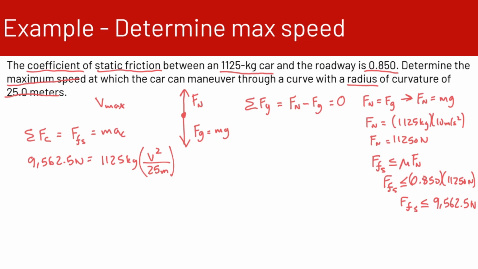Finding v squared by itself, we have 212.5 meters squared per second squared. Then v is equal to 14.6 meters per second. So the car can't go any faster than 14.6 meters per second or it's going to slip.